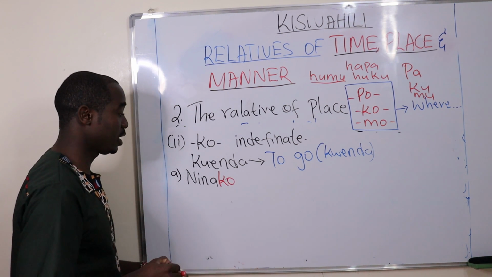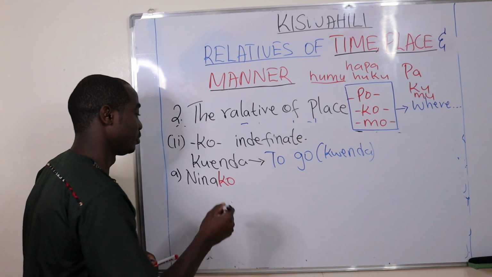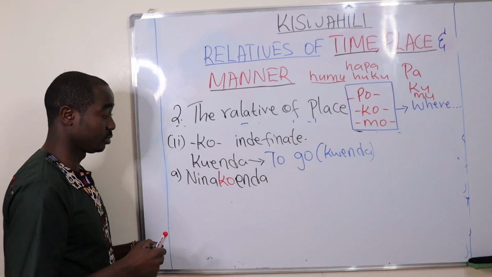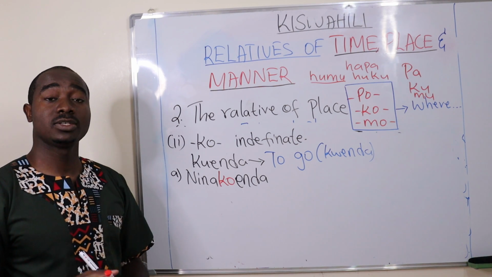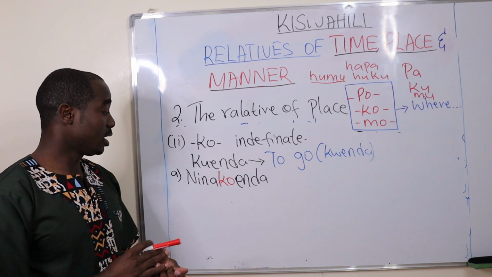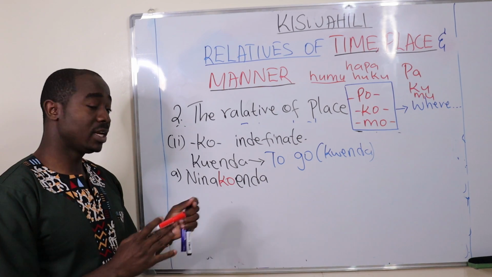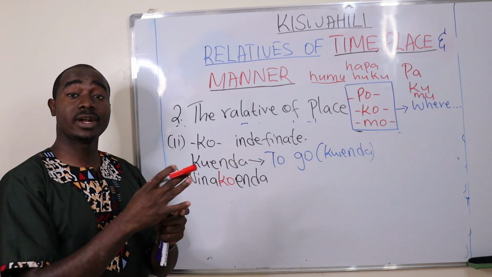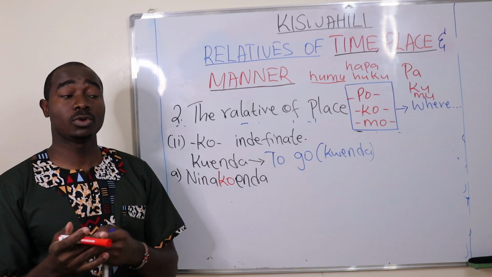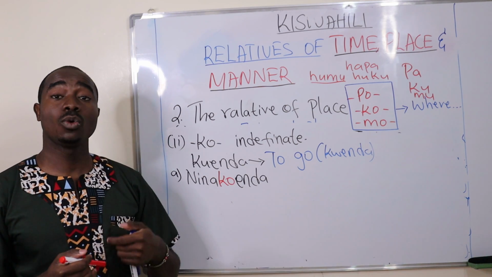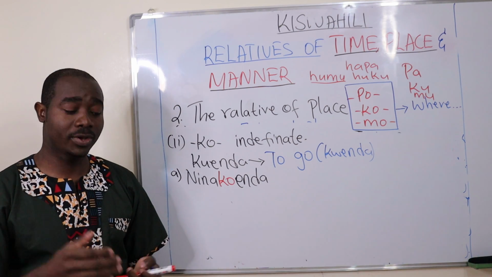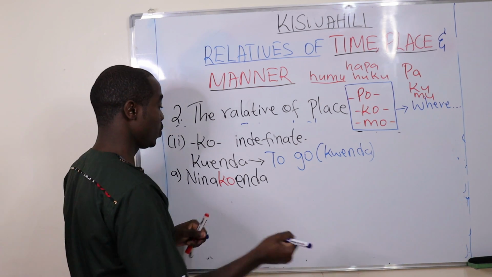Ninakoenda. Ninakoenda implies where I'm going. As I said, it is mostly used to imply motion, motion towards or direction, okay, or maybe from or to. So ninakoenda, where I am going.